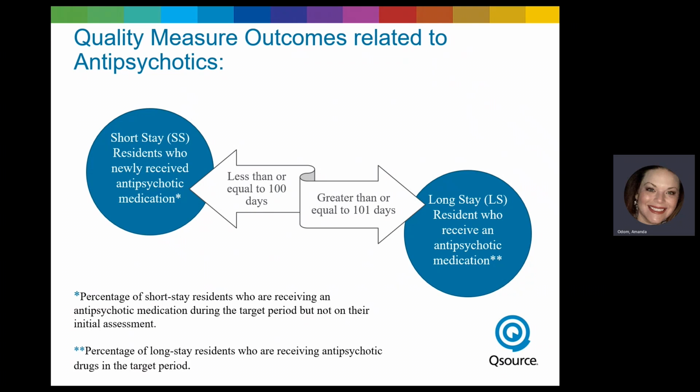The long stay quality measure is defined as residents who receive an antipsychotic medication. This measurement includes residents only who have resided in the facility for more than 100 days, so day 101 since admission. Any resident that has been in the facility greater than 100 days that is on an antipsychotic medication captured on the MDS without the approved diagnosis or excluded diagnosis.